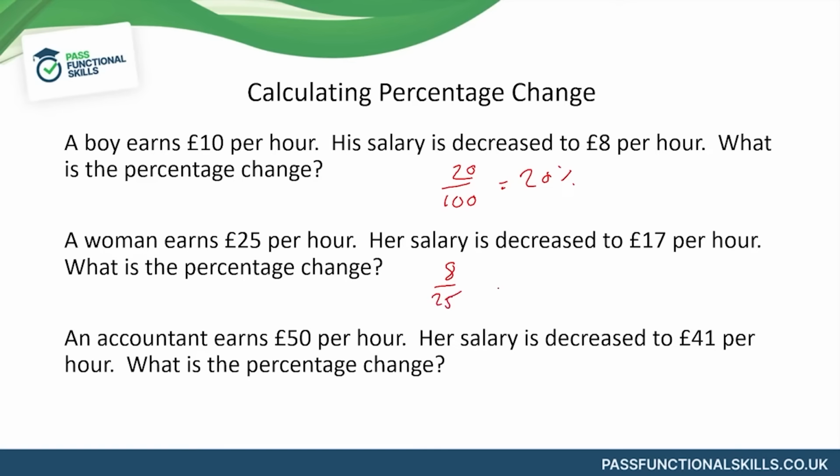It was originally 25. So turning that into an equivalent fraction out of 100 requires me to multiply the number on the top by 4 because 4 25s are 100. So that is 32 100ths, 32%. Here we've got in the third example a drop of £9. It was originally 50. 9 out of 50 is the same as 18 out of 100. So that is an 18% decrease.